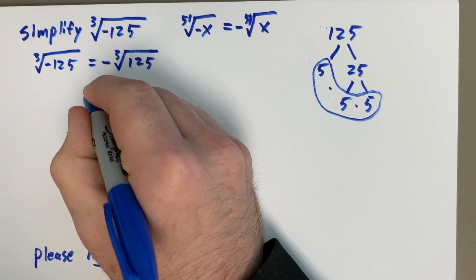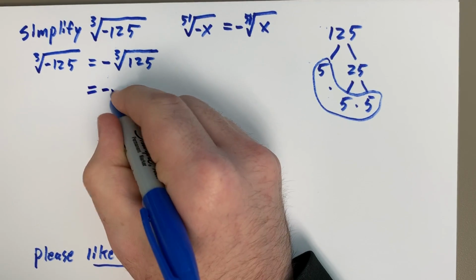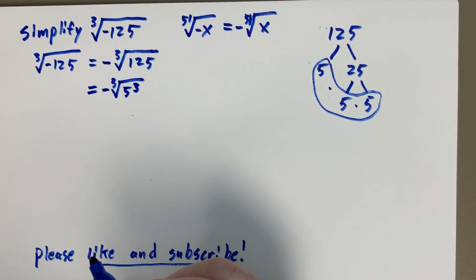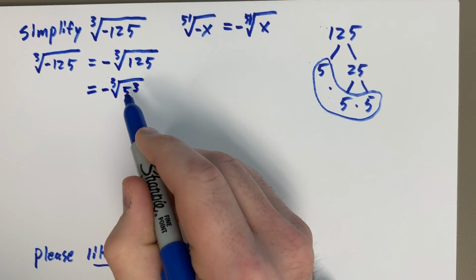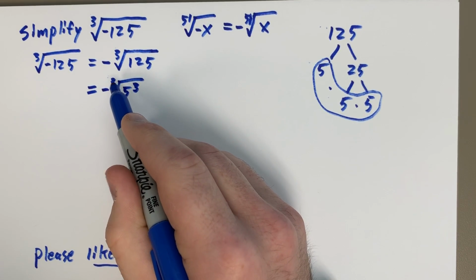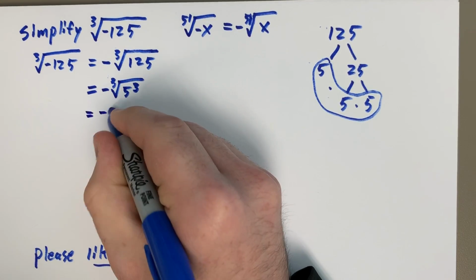So what this buys us is, if we were to rewrite this as 5 cubed, we end up with minus cube root of 5 cubed. And now we have a cube and a cube root, or a third root, in which case the root and the power cancel each other, leaving you with precisely minus 5.